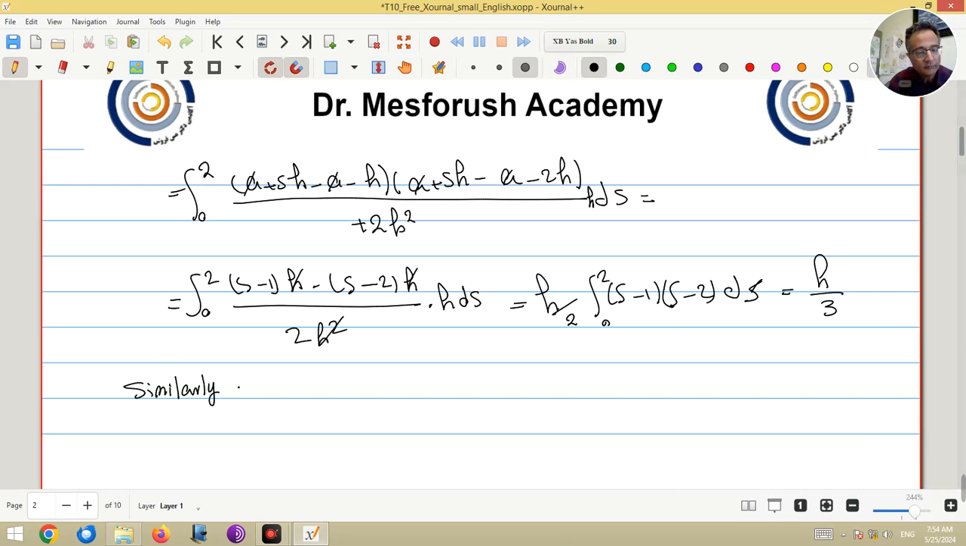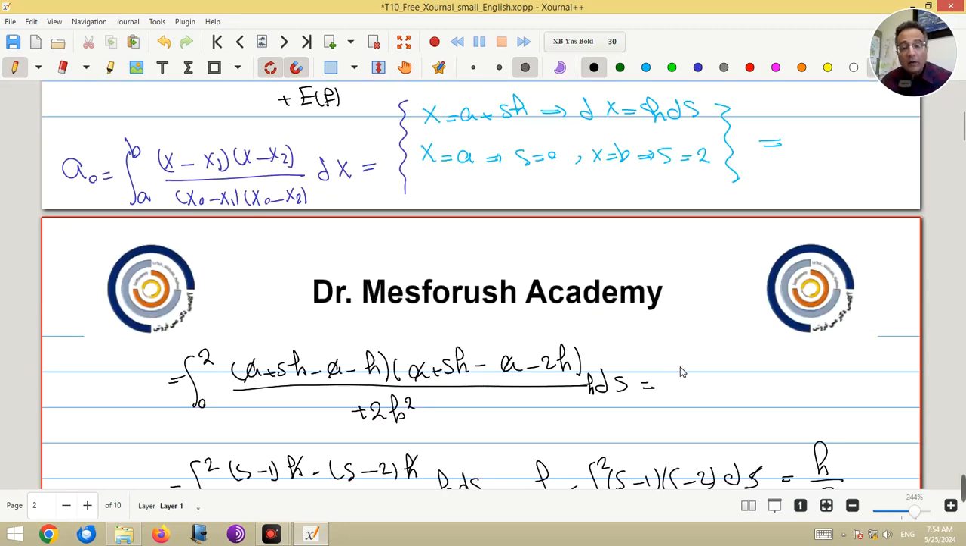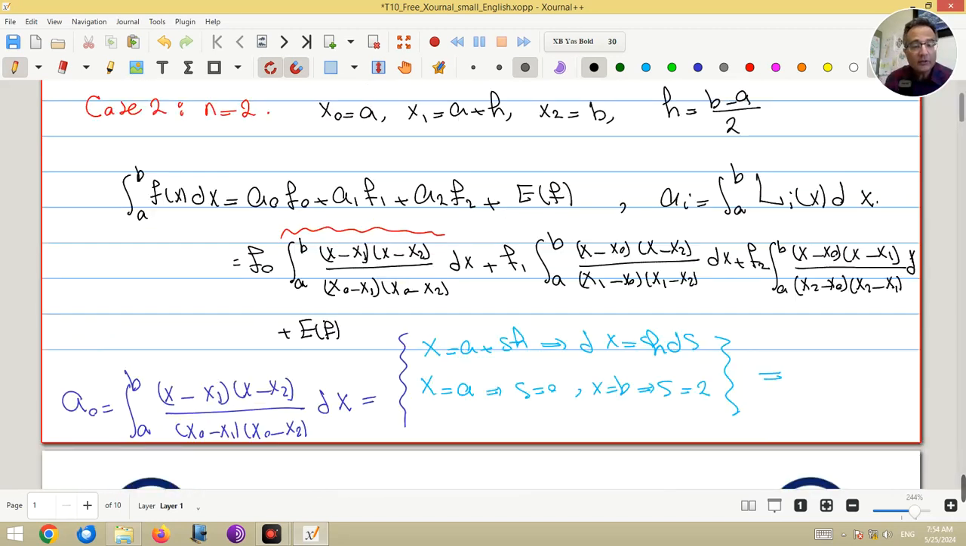Similarly, we get a1 equal to 4 over 3 h and a2 equal to h over 3, which we know are exactly the coefficients of the Simpson formula. Okay, now let me compute the error term.